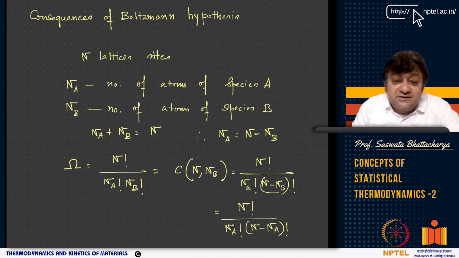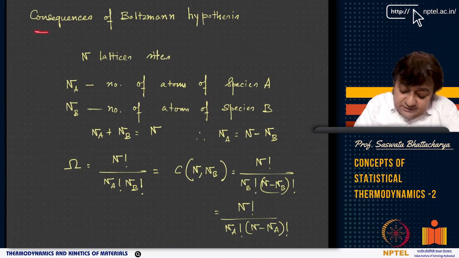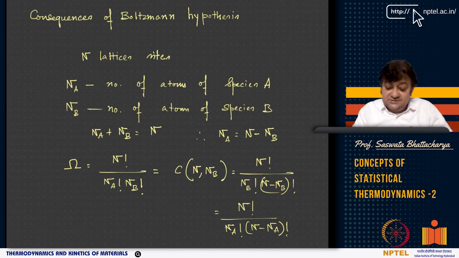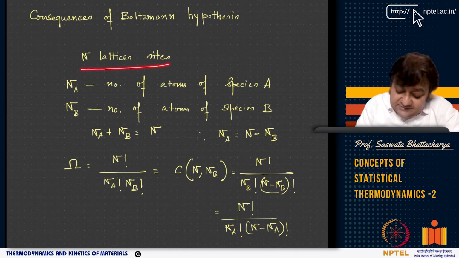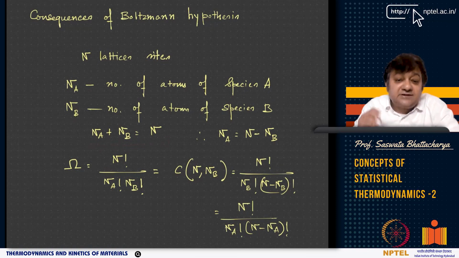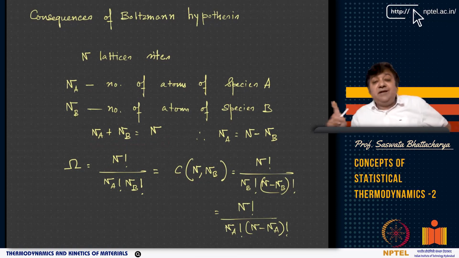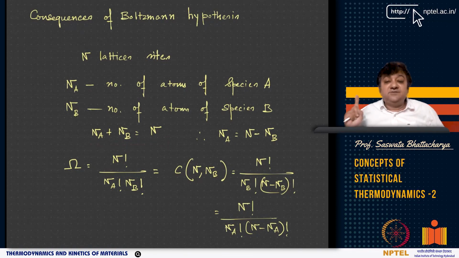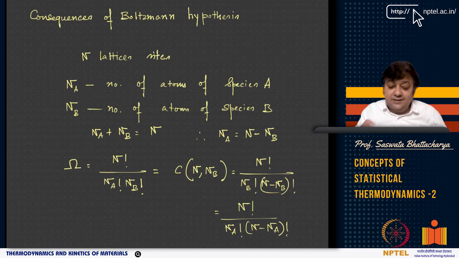Now what are the consequences of Boltzmann's hypothesis? So you have N lattice sites. Let us assume that you have two species, A and B, where N_A is the number of atoms of species A and N_B is the number of atoms of species B, and N_A plus N_B equals N. That means the lattice sites have to be occupied by either A or B.